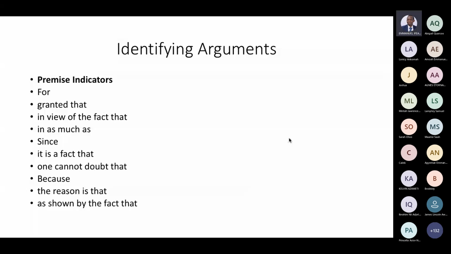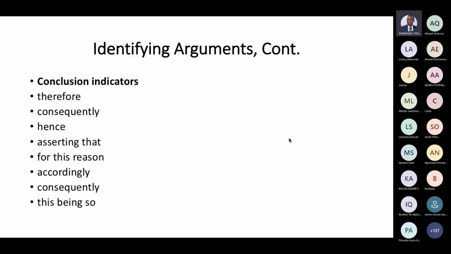Okay, so the following words: for. When you see "for" at the beginning of a sentence, it means that the statement is being given as a reason for something else. For, granted that, in view of the fact that, as much as, since, it is a fact that, one cannot doubt that, because. Now, this one is most explicit: the reason is that. So that's the most explicit of them. As shown by the fact that. These are premise indicators. They tell you are looking at a premise.